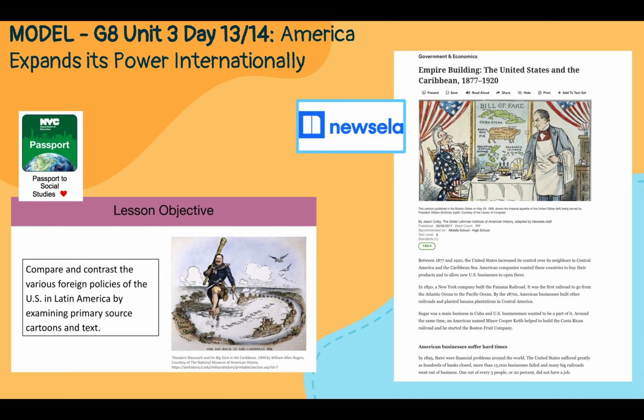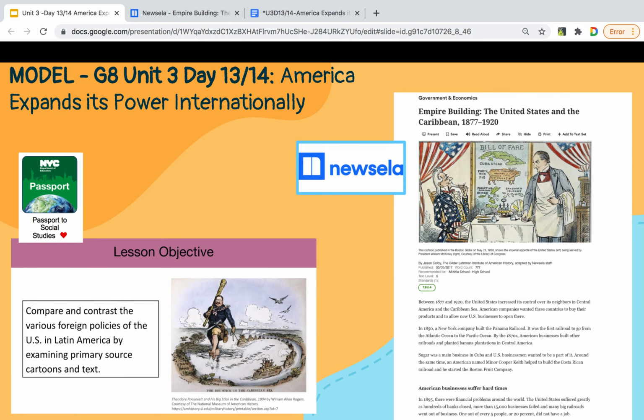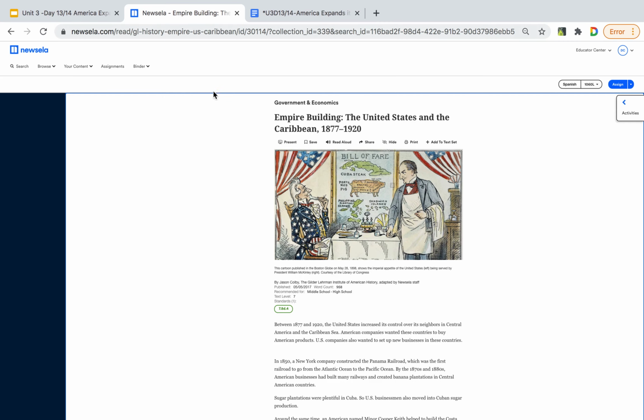Being that sometimes these historical events can be a little tricky to understand since they entail so many different dates and events, it is a good idea to use an informative text to supplement your students' learning. Here in News-ELA, there is a text available titled Empire Building, the United States and the Caribbean, 1877 to 1920. You may choose to work with this text in a small group or have the students work in partners with this text prior to engaging in day 13 and 14 of Unit 3.